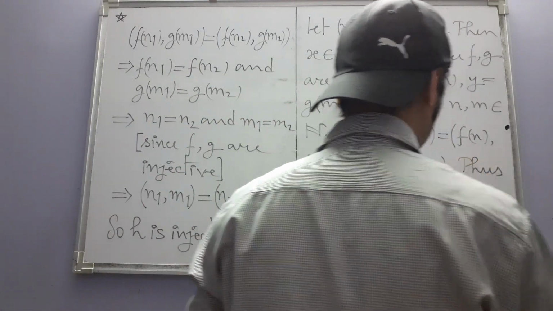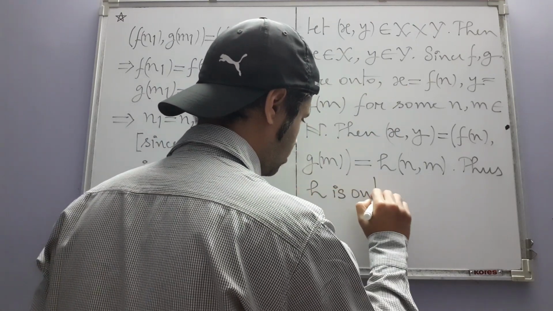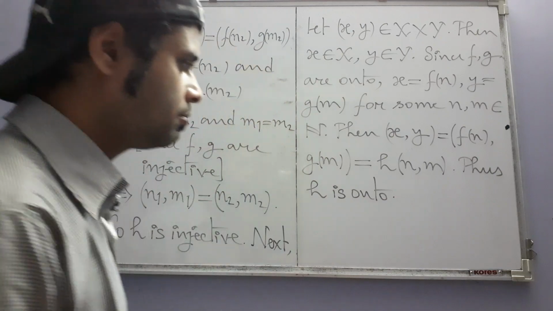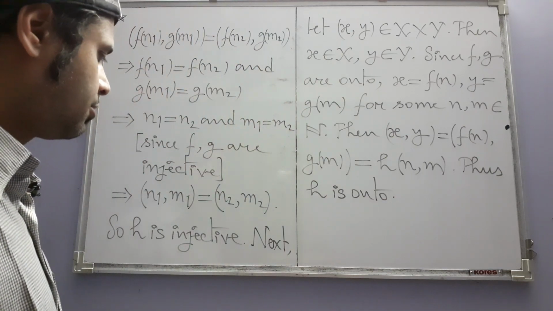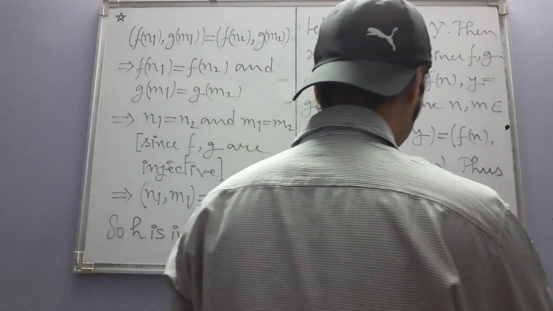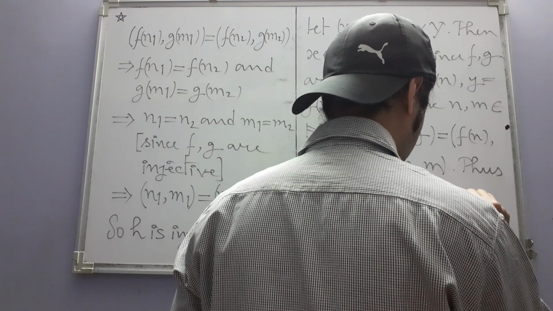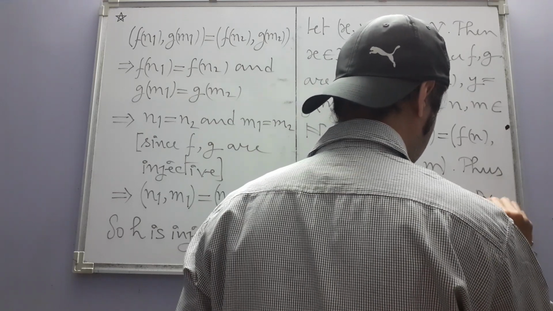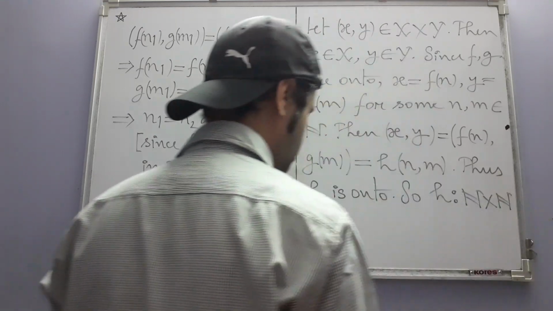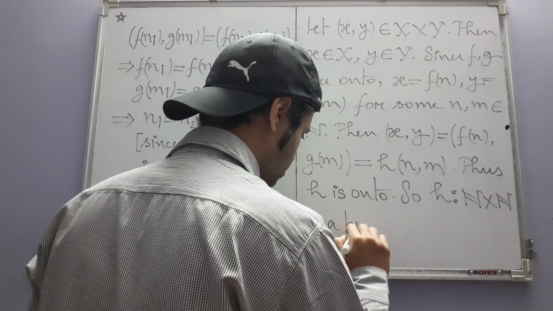Thus H is onto. Now being one-to-one and onto, H is thus bijective. It's a bijection. So H, this is a bijection.